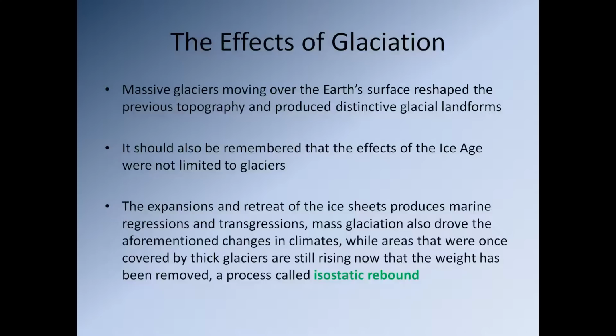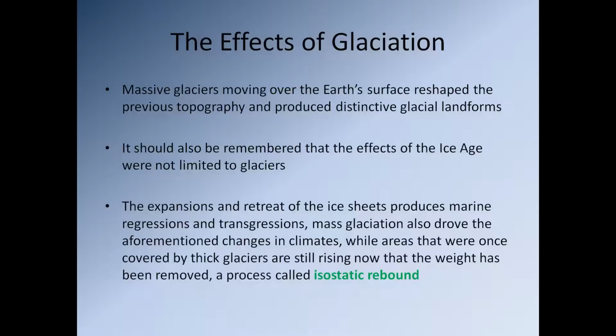So it should be remembered that the effects of the Ice Age were not limited just to glaciers. The expansion and retreat of the ice sheets produced marine regressions and transgressions. Obviously, when you have a very, very large glacial event, you have more ice forming, that's locking up seawater, and that's going to lead to a marine regression. When that glacial ice melts, it's going to put water back into the oceans, and that's going to lead to a marine transgression. So that's obviously going to affect coastal regions. So even areas that are a long, long way from the glaciers will experience changes in their climates due to these marine transgressions and regressions.